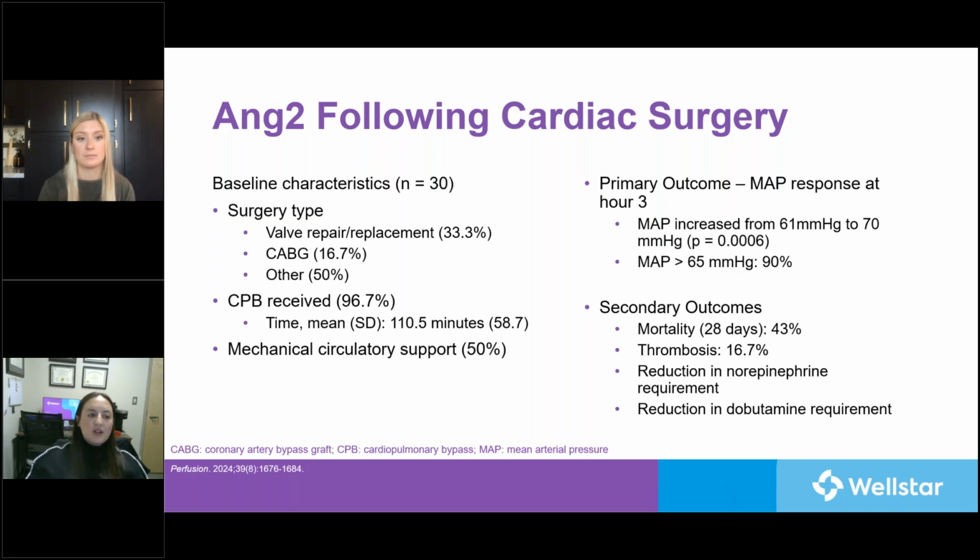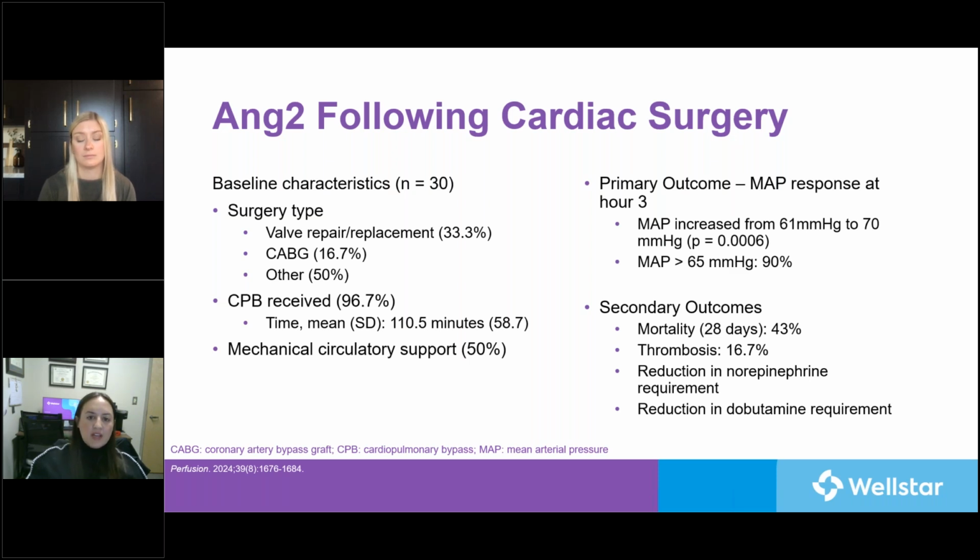There were 30 patients that were included in this study, and 30% of those patients had a valve repair or replacement as their surgery type, and then 17% of patients had a CABG. The majority of patients did receive cardiopulmonary bypass, and the mean bypass time was 110 minutes. 50% of the patients did also receive mechanical circulatory support after surgery.